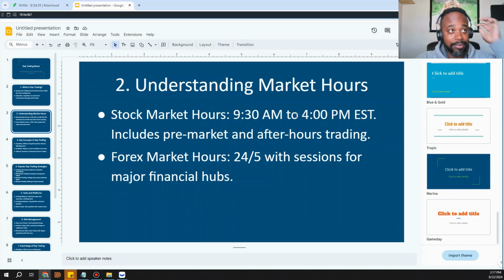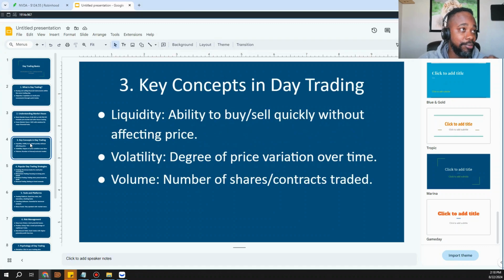Now, the stock market hours are 9:30 a.m. to 4 p.m. Eastern time, and this includes pre-market and after-market hours. Okay. Now, the pre-market and after hours is going to depend on what brokerage you use. If you're not using Robinhood, you may have to have a certain amount of capital in your account in order for you to be able to trade. Okay, so keep that in mind. Now, the forex market hours are 24/5 with sessions for major financial hubs. Okay, very important to know.